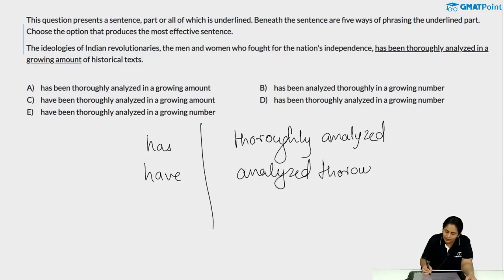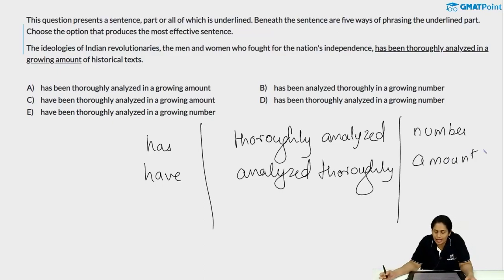And then lastly, we have growing amount or growing number. So that is the third split between number and amount. Now let us first take a look at whether it should be has or have.